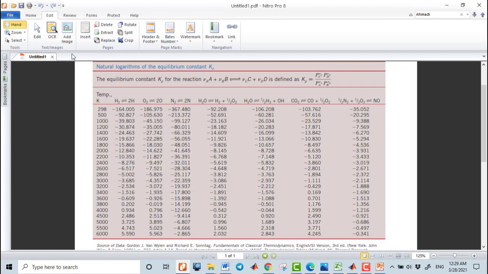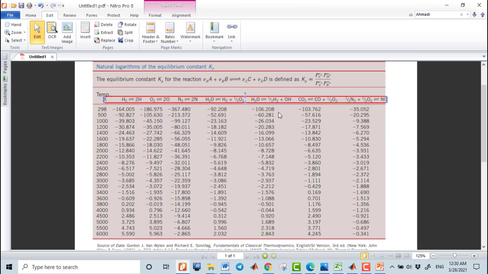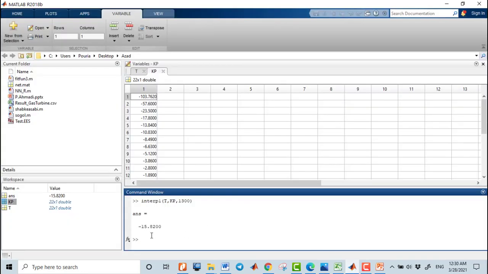So let's get back to that table. For this reaction here, this was my reaction. Let's see if I can highlight that one. No, I cannot highlight that one. And 1300 is a number between 1200 and 1400. If I go there for this reaction, the number should be something between minus 30 and minus 70. And the result gives me minus 15, which is correct in this case.